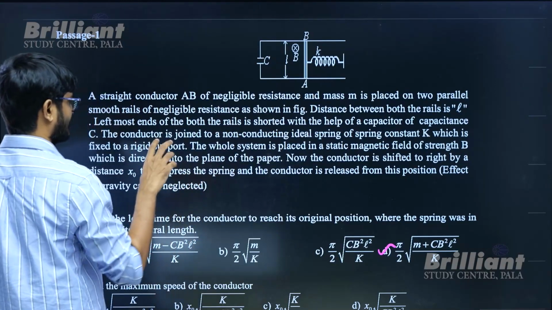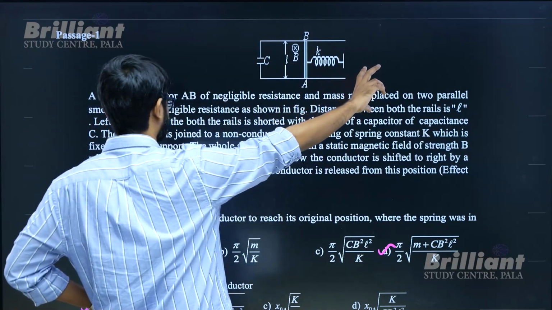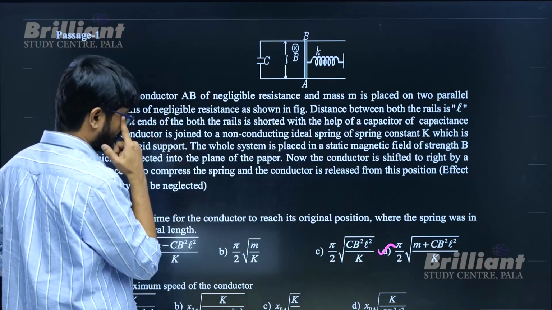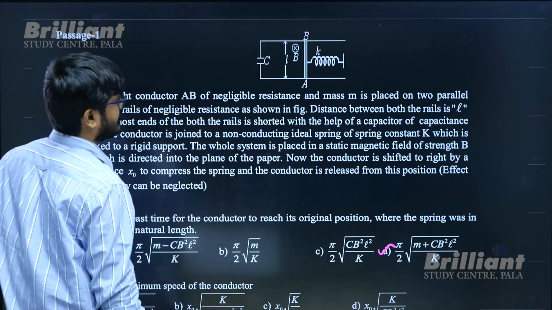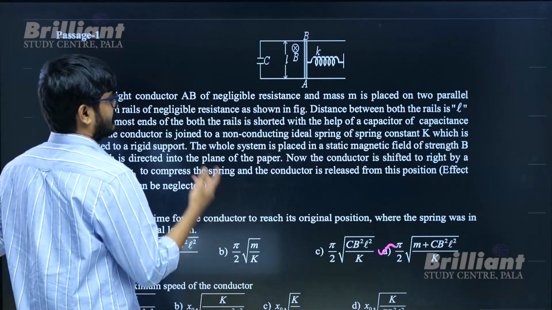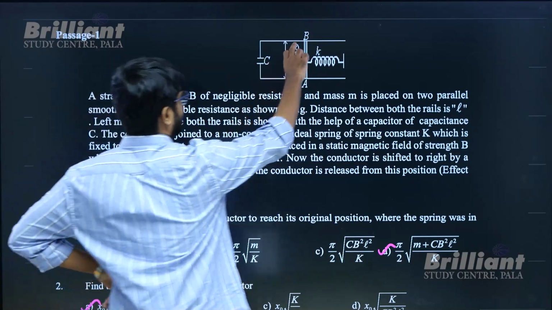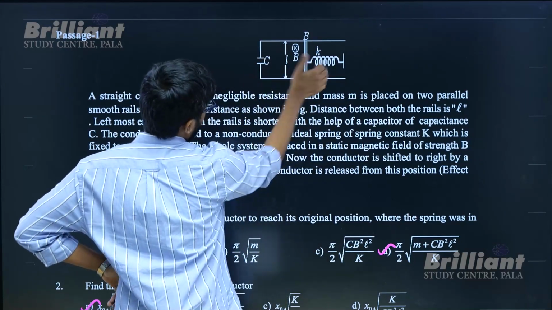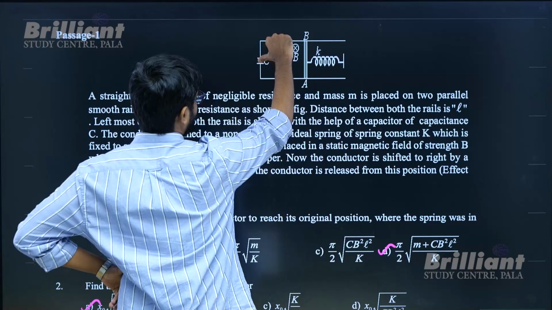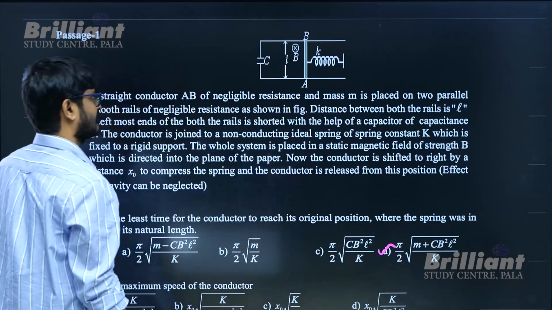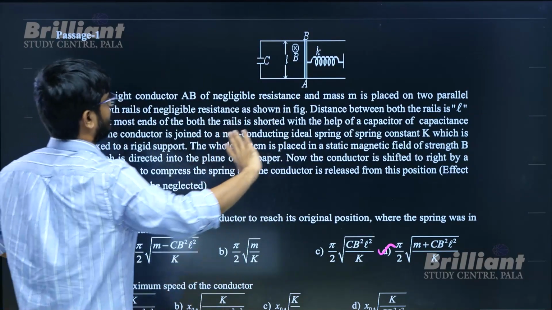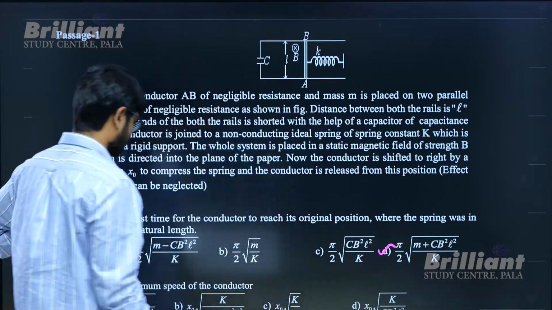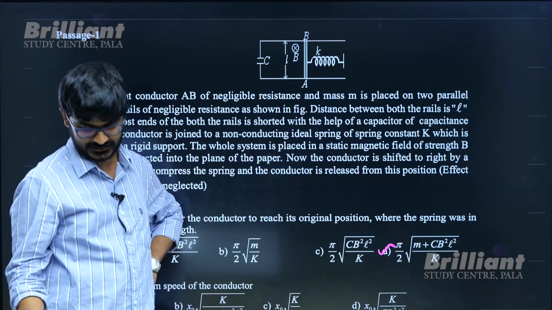Now the conductor is shifted to the right by distance x0 to compress the spring, and if you leave it, what will happen? There is no energy loss anywhere, there is no resistor. So when you push it and leave it, it will be coming this way. While it is coming this way, V cross B, there will be an induced EMF which will be charging the capacitor. Sorry, V cross B, again I am making a mistake. So V cross B, it will be charging the capacitor, right? So that's the idea. Anyway, we'll see.